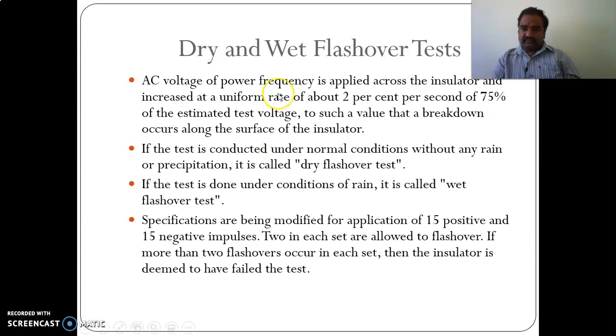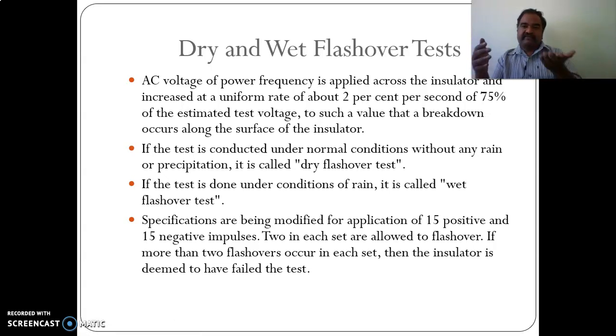So the first one being the flashover test, which means that I am supposed to check for my flashover voltage. So if you carefully see the procedure, the AC voltage of power frequency is applied across the insulator and increased at a uniform rate of about 2% per second of 75% of the estimated test voltage to such a value that a breakdown occurs along the surface of the insulator. Let us suppose, if I am taking again the example, if I take 100 kV as operating voltage.